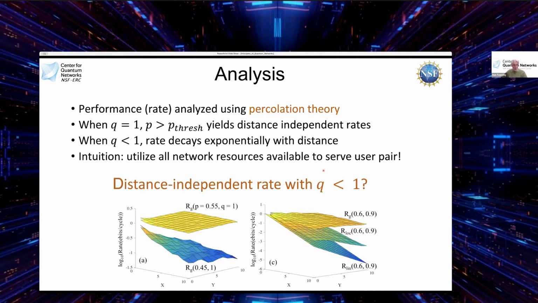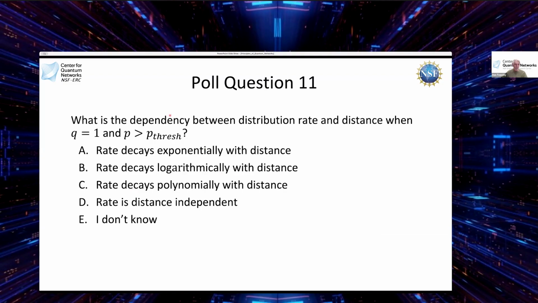Okay, so then a question comes up whether you can get distance independent rate even if you have probabilistic swaps. Okay, poll question 11. What's the dependence between distribution rate and distance when swaps are deterministic and the link level success probability is larger than, let's say, some threshold? Do you get exponential decay in the rate? Do you get a logarithmic decay, polynomial decay, or do you get a distance independent rate? Or do you not know?